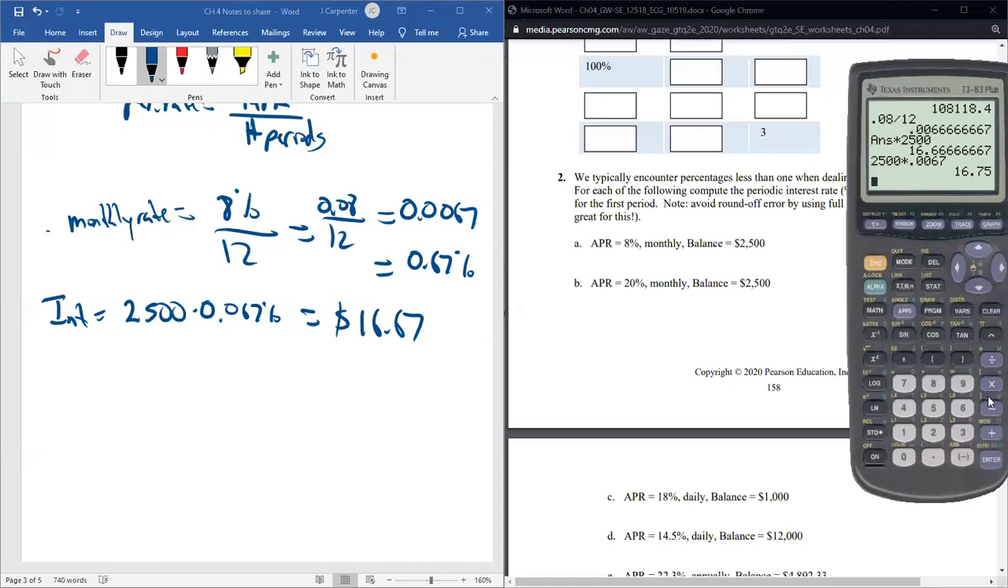Or maybe it's just you going, hey, I should have had to pay $16.75, but I only paid $16.67. Why didn't the bank charge me that extra 8 or 9 cents? Well, because you used a rounded number and the bank used the actual number.